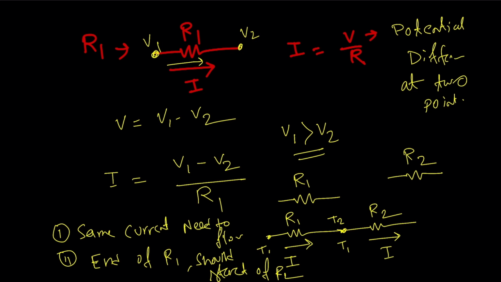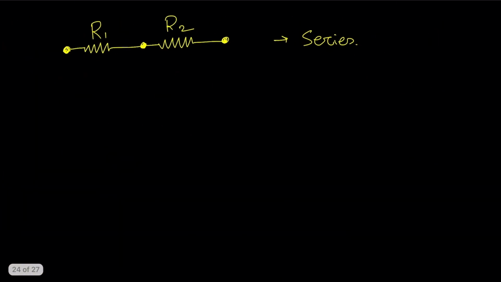Then we can call this a series. That means from here we can conclude that when two resistors are connected in series formation, the current flowing in those resistors will be exactly the same. Here this is terminal 1 of R1, terminal 2 of R1, and this is terminal 1 of R2 and terminal 2 of R2. So R1 and R2 are connected in series, and the current through R1 and R2 will be the same. That's why we call it a series.